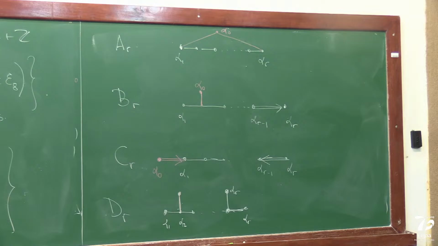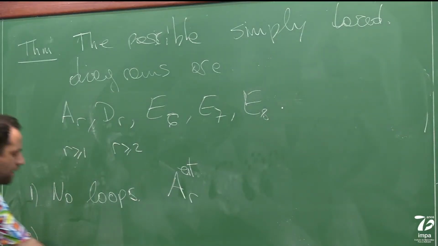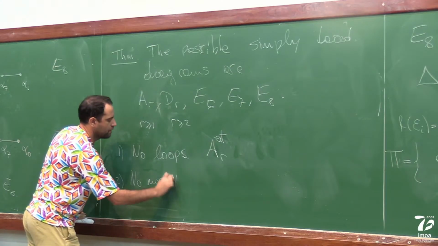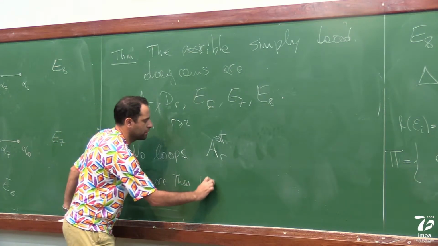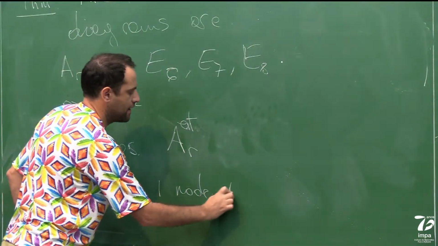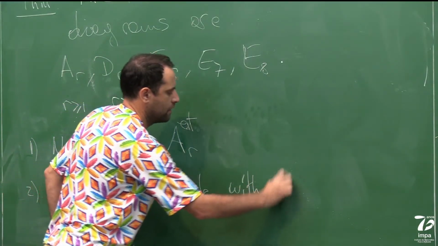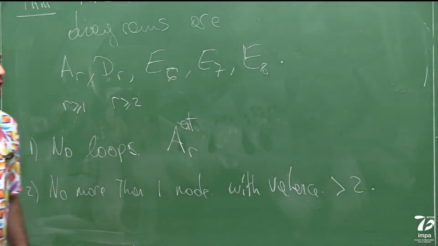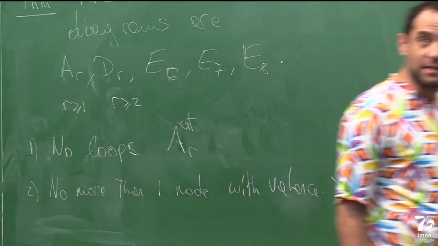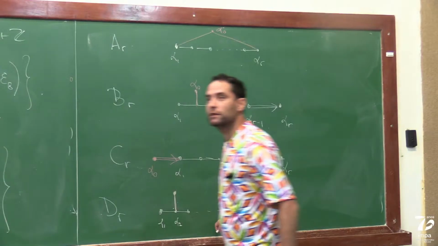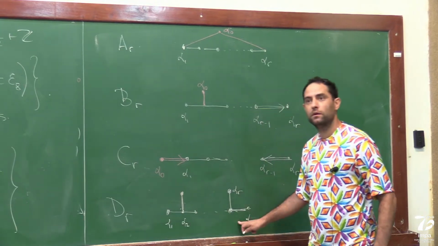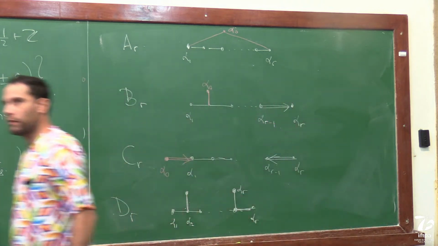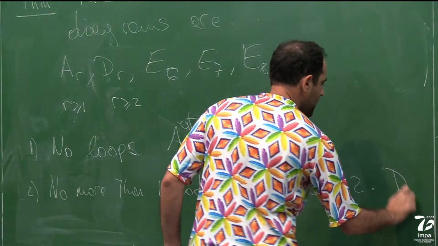So the second observation: no more than one node with valence more than 2. Because if you had such a thing, then you have D_R extended. D_R extended has 2 nodes that have valence bigger or equal than 2. So this is because of D_R extended.